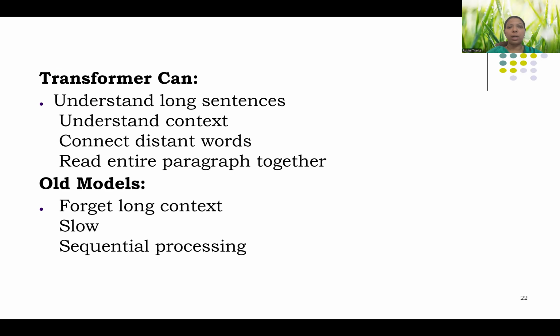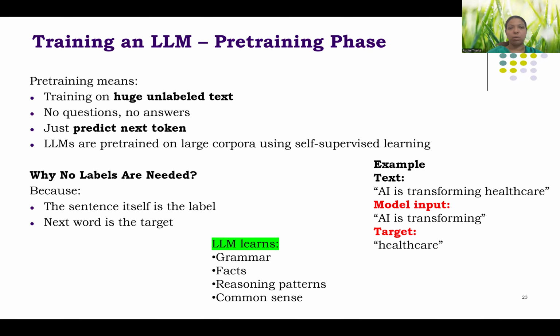So the transformer model can understand long sentences and understand the context. It is able to connect distant words. It is able to read the entire paragraph together. But in the older models, it will forget the long context and so on. It is slow, sequential processing. So that's how the transformer model stands.